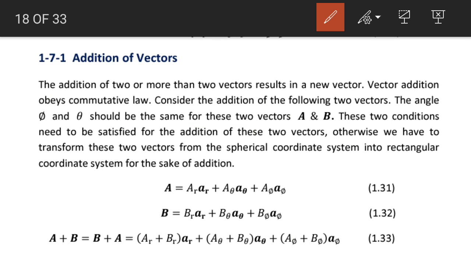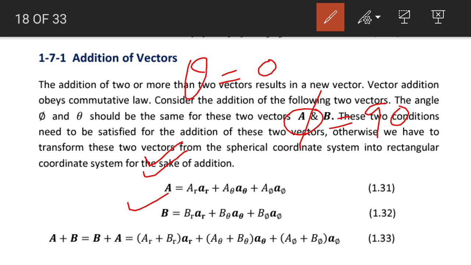Let me explain these two conditions. If theta is 0, then theta must be 0 for vector A and it must be 0 for vector B. Similarly, if phi is 90 degrees, then phi must be 90 degrees for vector A and for vector B. So we need to satisfy these two conditions. We know that the addition of two or more vectors results in a new vector quantity, and the addition of two vectors obeys the commutative law.